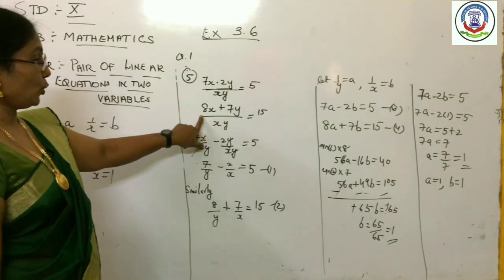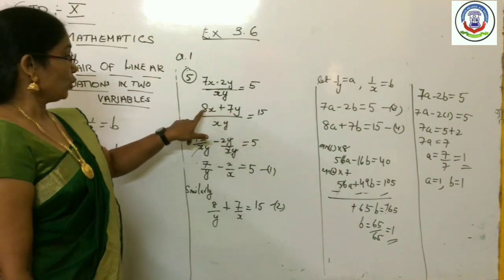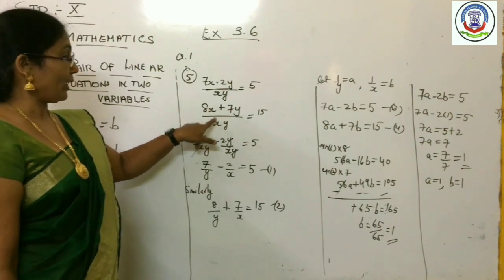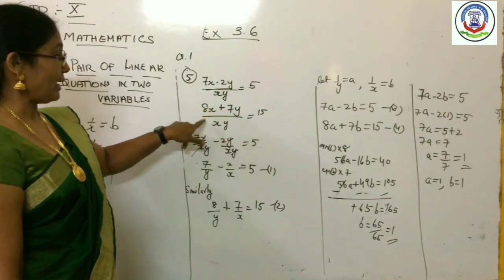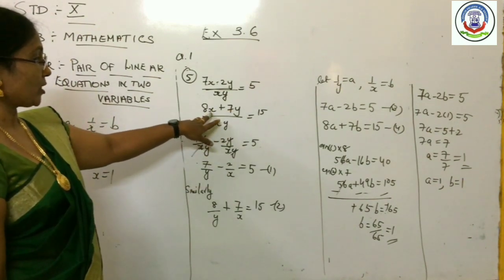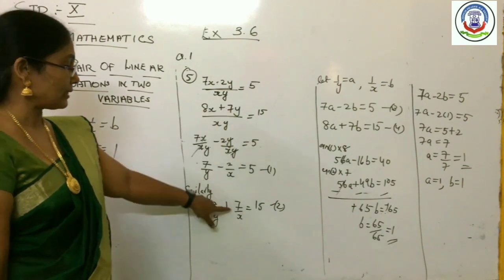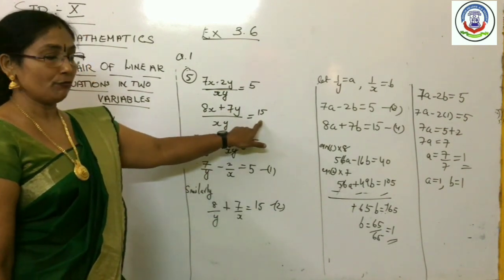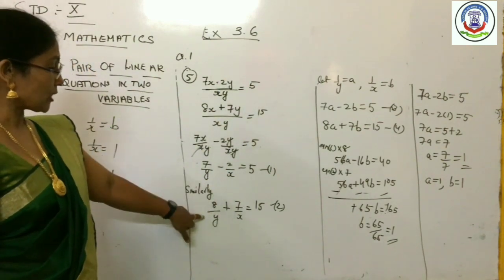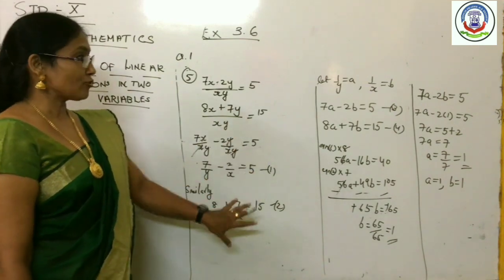Same way here also, you know that xy is a common denominator for both of these terms. So what you will do, you will just divide by xy for both of these terms. So 8x by xy plus 7y by xy. So x will be cancelled here, we will get 8 by y. Y will be cancelled here, so we will get 7 by x is equal to what? 15. Now these two equations you have reformed into this type of equations. Clear for you this much? Now, what is the next step we have to do?